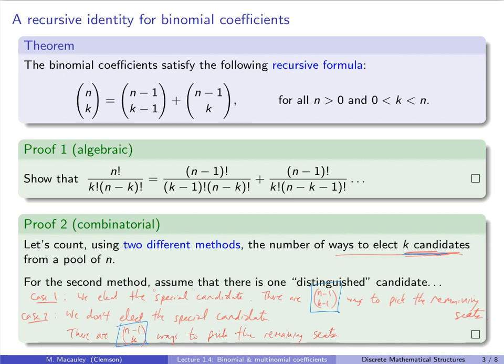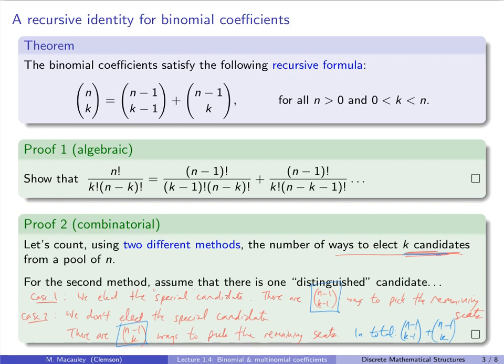So in total, n minus 1 choose k minus 1 plus n minus 1 choose k. Since we have two different ways to count the same thing, the number of ways to elect k candidates from a pool of n, one of them is just n choose k, which we know and love, and the other one is this way, then those have to be equal. So that's called a combinatorial proof.